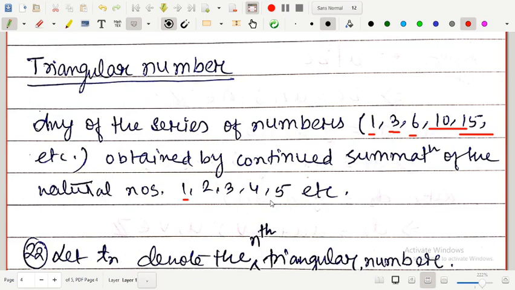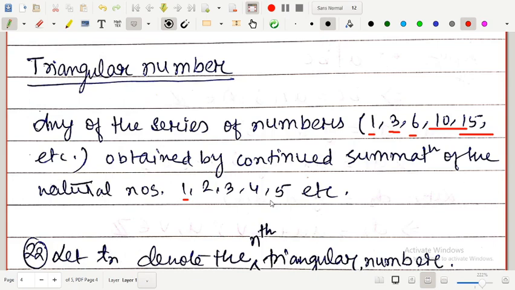Okay. So T1 is obtained by taking the first natural number 1. T2, that is the second triangular number, is 1 plus 2. T3, the third triangular number, is 1 plus 2 plus 3. The fourth triangular number T4 is 1 plus 2 plus 3 plus 4. The fifth triangular number T5 is 1 plus 2 plus 3 plus 4 plus 5.